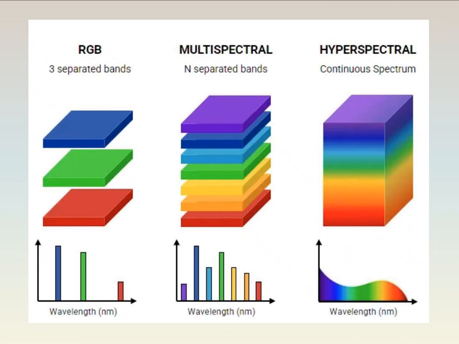This slide shows how different sensors see the world. An RGB is like your eyes, seeing red, green, and blue to make colorful photos. Multispectral sees a few extra colors, like infrared, to check plant health. Hyperspectral sees a whole rainbow of colors, helping us identify specific materials, like minerals or pollution. It's like going from a basic camera to a super-powered microscope.